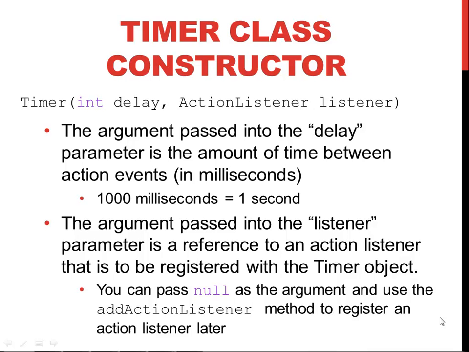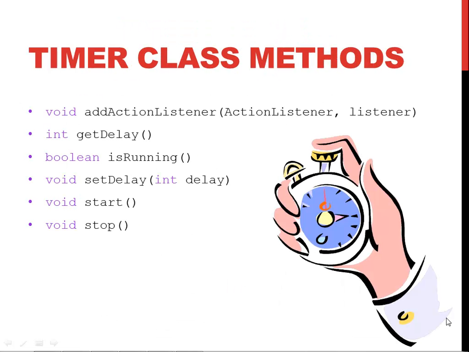The argument passed into the listener parameter is a reference to an action listener that is to be registered with the timer object. You can pass null as the argument and use the addActionListener method to register an action listener later. The timer class has a series of methods associated with it. These methods include void addActionListener, int getDelay, boolean isRunning, void setDelay, void start, and void stop.